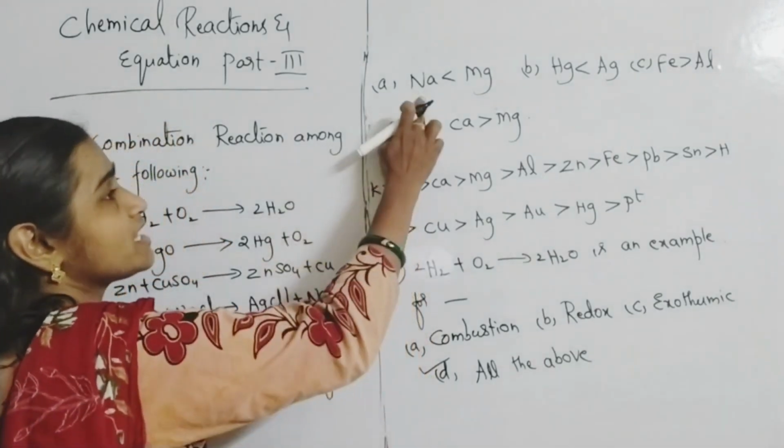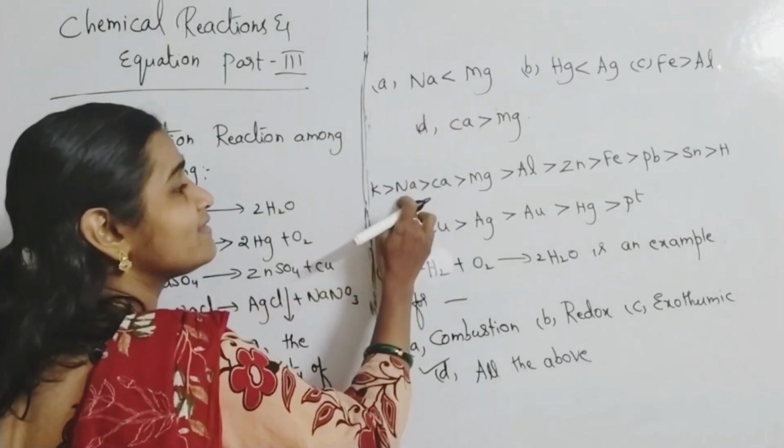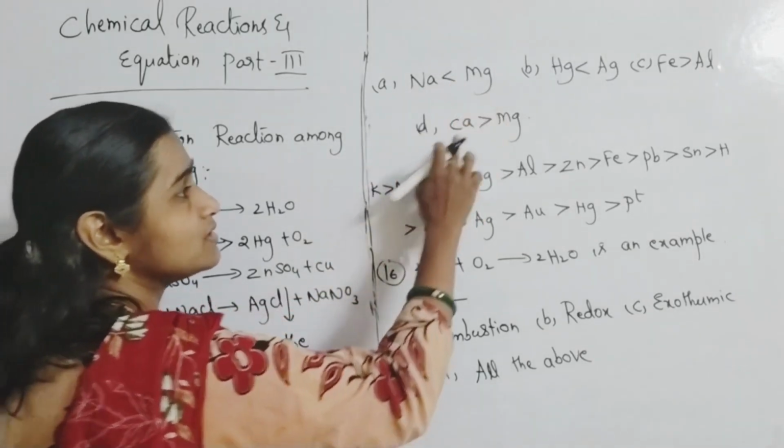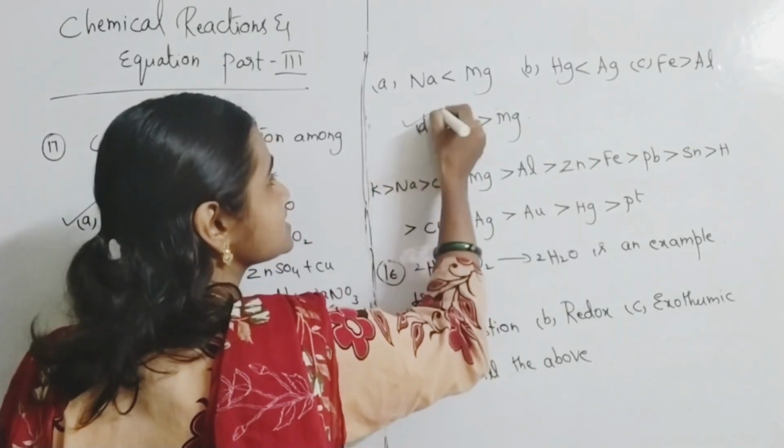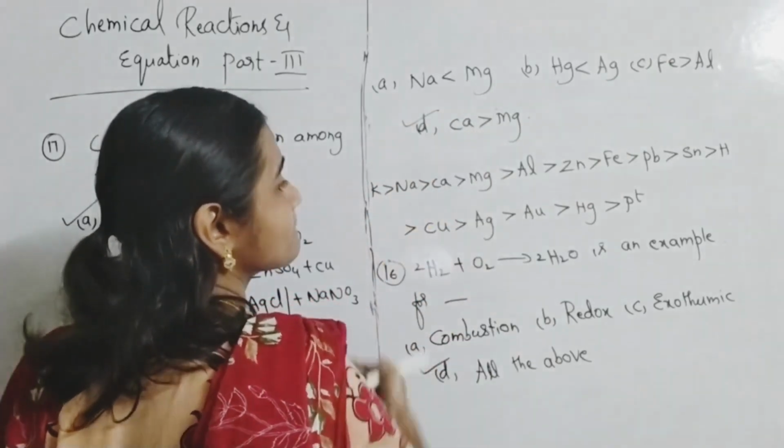So just check here, Na is greater than Mg. So this is ruled out. So the correct answer, once check in all those things. Answer is Ca. Okay, now.